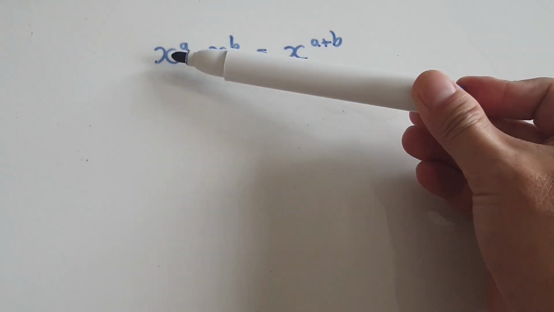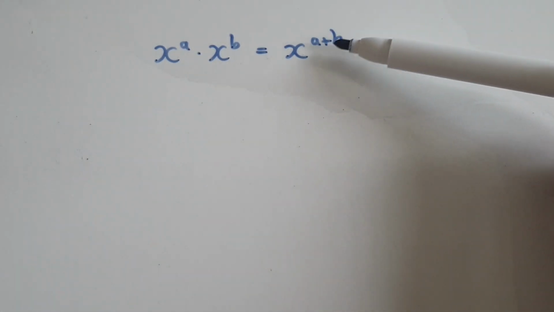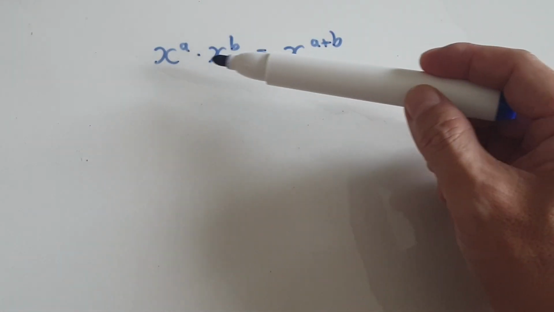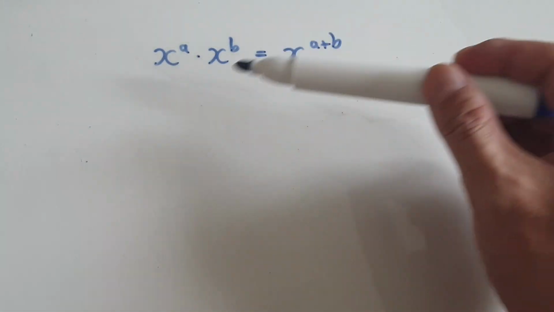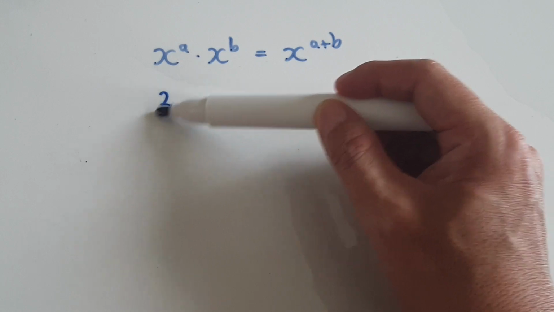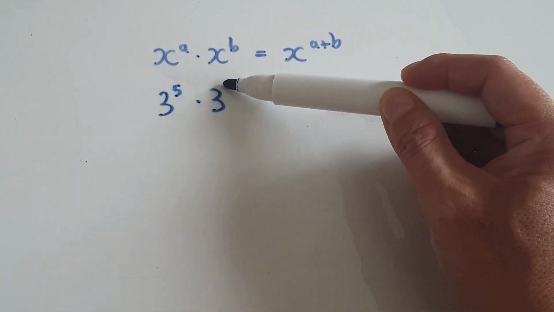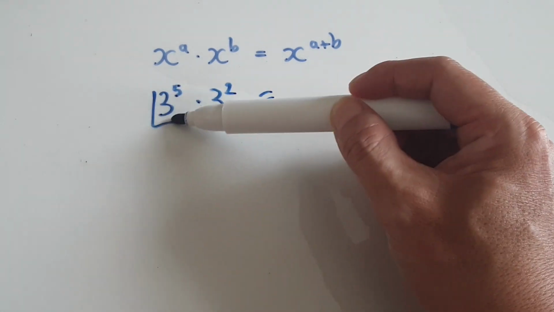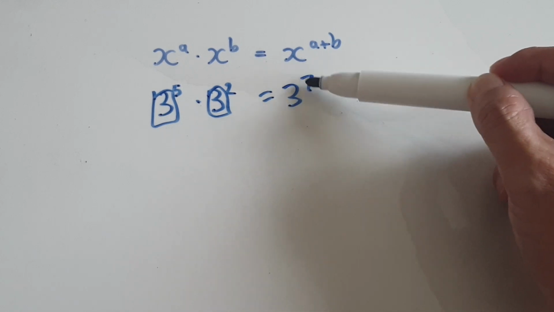So we know that x to the power of a times x to the power of b, you simply get x to the power of a plus b. So let's try and understand why the two bases need to be the same in order for this formula to work. For example, if you have 3 to the power of 5 times 3 to the power of 2, because the two bases are the same, then you can add. So that would be 3 to the power of 7.